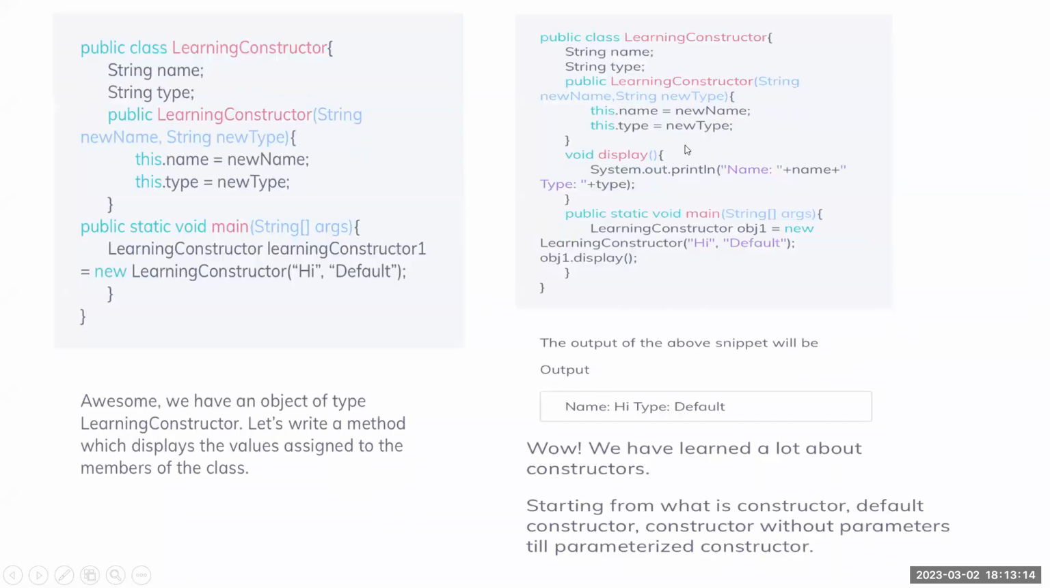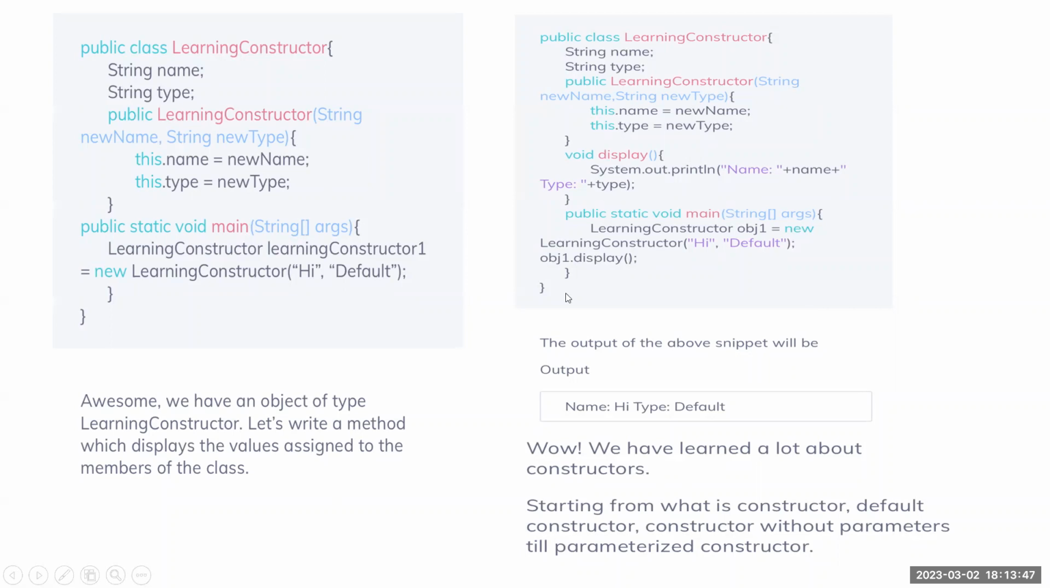Actually, we were trying to assign the value of new name and new type to the existing class name and class type, so that you can get that display in the display method. So in the public static void main, whatever we are doing, we are just trying to create an object, and we are calling the required method, object one dot display.